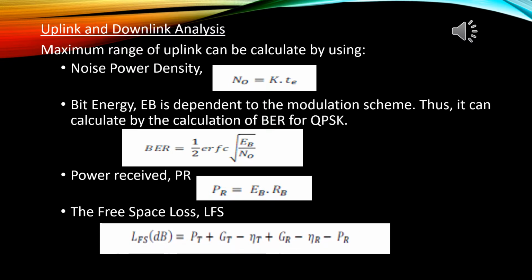Next is the uplink and downlink analysis. There are four formula that we must use in order to find the maximum range of the uplink. First is the formula for the noise power density. Second will be the bit energy formula. Then the power received. And lastly, the free space loss.